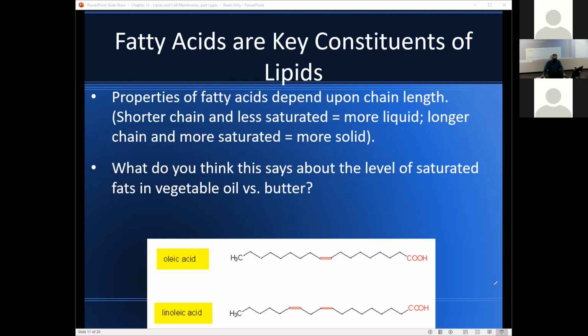Okay, so shorter chain and less saturated means more liquid. If the chains are longer and more saturated, they're going to be more solid because they're going to pack together more efficiently.